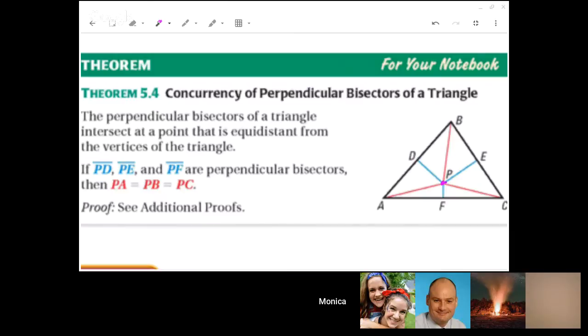All right, Lily. Number 9 says point P is inside triangle ABC and is equidistant from the points A and B. On which of the following segments must P be located? So for that one, we have triangle ABC. Oh, hold on. I'm not showing you that screen, am I?